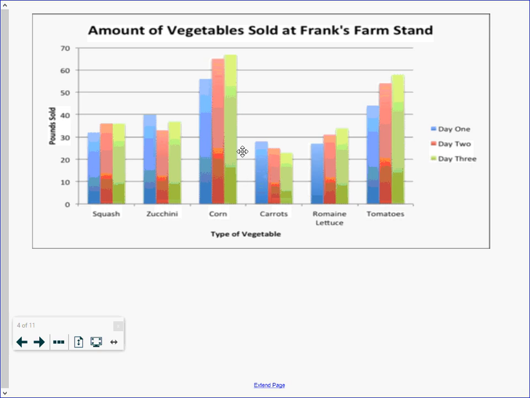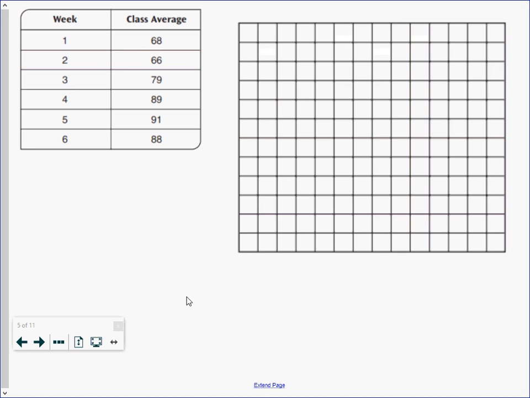Let's see if there are any other results. It looks like carrots were sold more on the 1st day compared to romaine lettuce. Corn seemed to be the #1 seller of all these. Interesting. So that's how you analyze these graphs. We're going to make a little scale here. We're going to make a little graph.